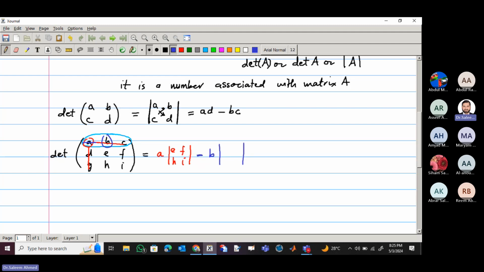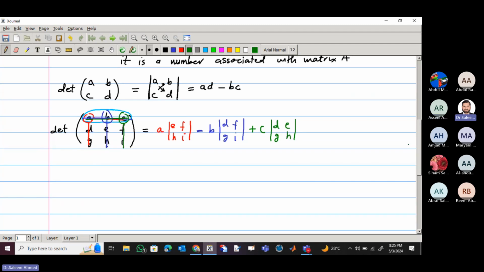Now I will remove the row and column of B. So I get D, F, G, I. And then I will go to the third one, which is C. C will again come with plus. Now I will remove the row and column of C. So you get D, E, G, H, right? So this is your determinant. That's it. We only choose one row. So this is called cofactor expansion, expansion across row 1. So we choose row 1 and we expand the determinant.